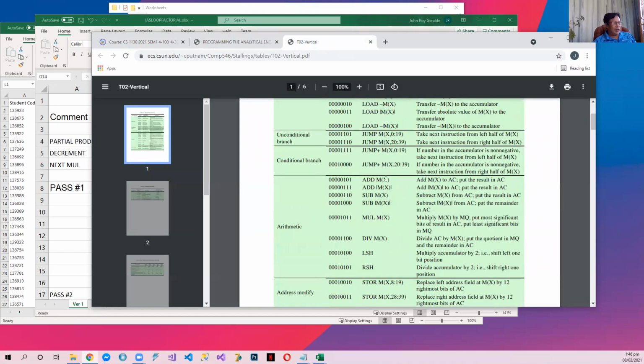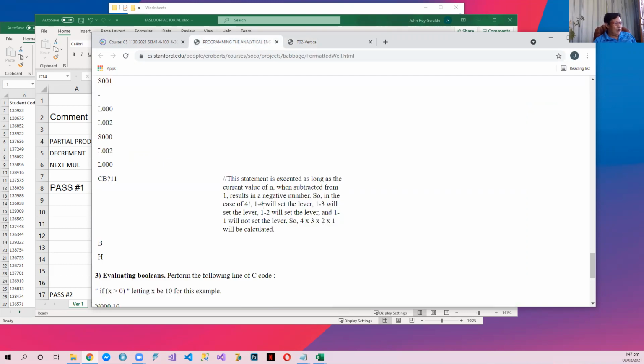Now, for the IAS we have jump plus, which means that if the accumulator register is non-negative, it will jump. So they're almost equivalent, because we know that 1 minus 4 is a negative 3, and 1 minus 3 is a negative 2. If it's negative, it will proceed, which means it will also jump when it's not negative. So CB is like jump if not negative. Do you follow? That's the equivalent of CB.